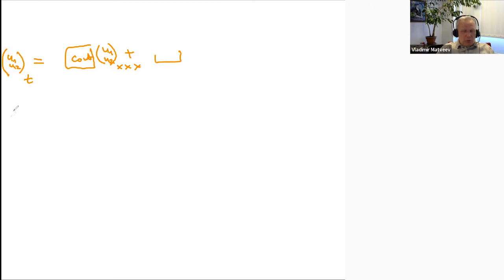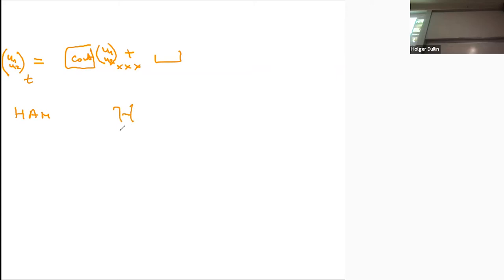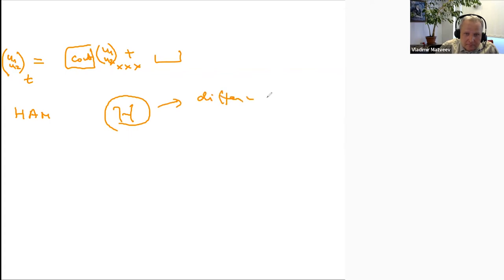Now what we can do, so the system is Hamiltonian. So it is Hamiltonian. And there exists a Hamiltonian, which is actually, well, a differential polynomial. So we can construct, starting with a Hamiltonian, by some procedure, which is an algebraic procedure.